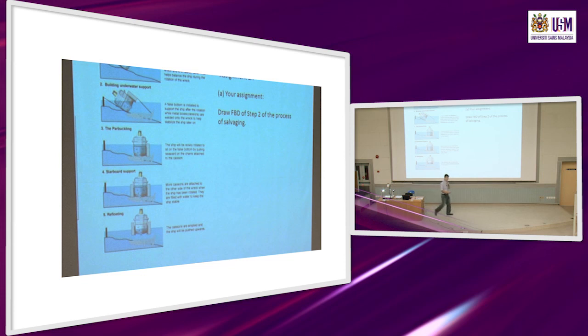Any questions? You can get this on the e-learning. I already uploaded this. Some of these you can search on the internet. If you search Costa Concordia, all these kinds of images come out. These are not very clear. The one that I uploaded maybe is clearer. Draw the free body diagram of this step number 2.